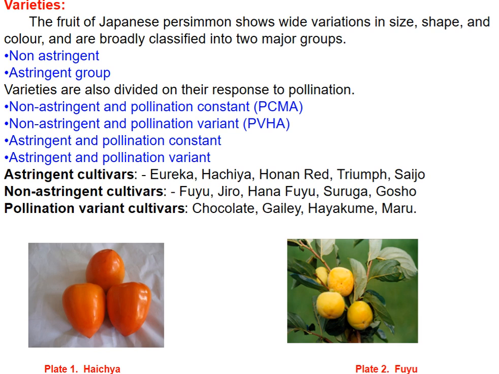Varieties. The fruits of Japanese persimmon show a wide variation in size, shape, and color and are broadly classified into two major groups, non-astringent and astringent. Varieties are also divided on their response to pollination. Astringent cultivars are Eureka, Hachiya, Hunana Red, Trump and Saijo. Non-astringent cultivars are Fuyu, Jiro, Hanafuyu, Suruga, Gosho. Pollination variant cultivars are Chocolate, Gailey, Hyakume, and Maru.